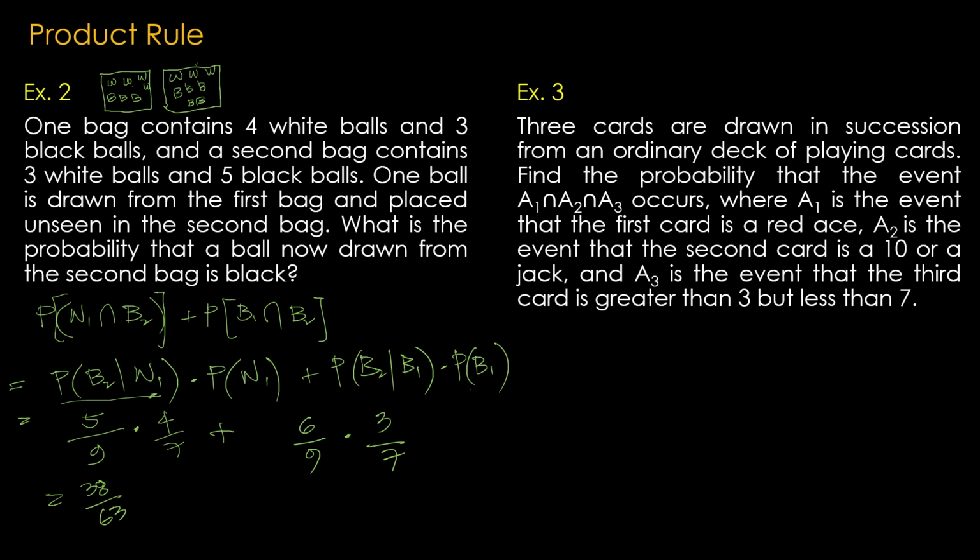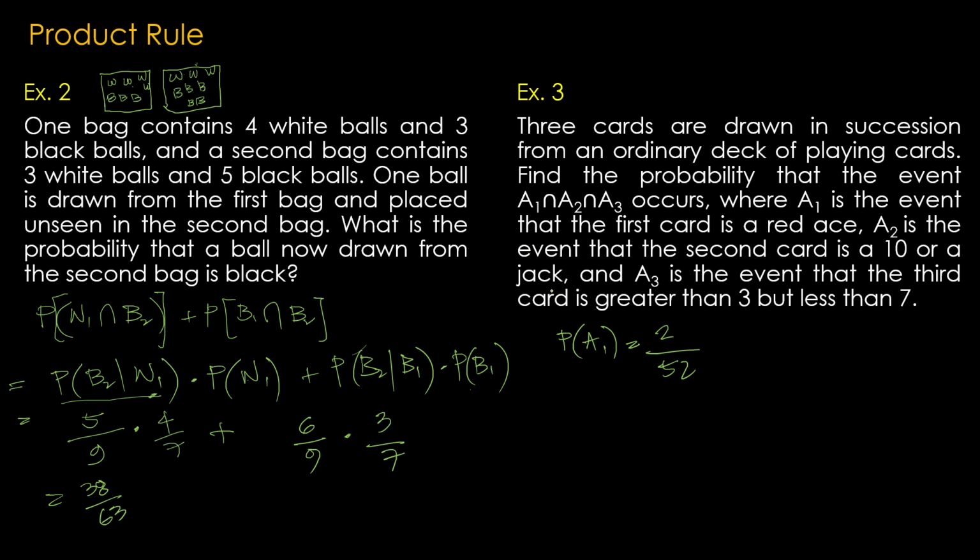You just need to find each of those probabilities. For the probability of drawing A1, what is event A1? That is a red ace. How many aces are there in an ordinary deck of playing cards? You have 4 aces, 2 red and 2 black, red being the diamond and the heart. So that would be 2 over 52. It's either an ace of hearts or an ace of diamonds.